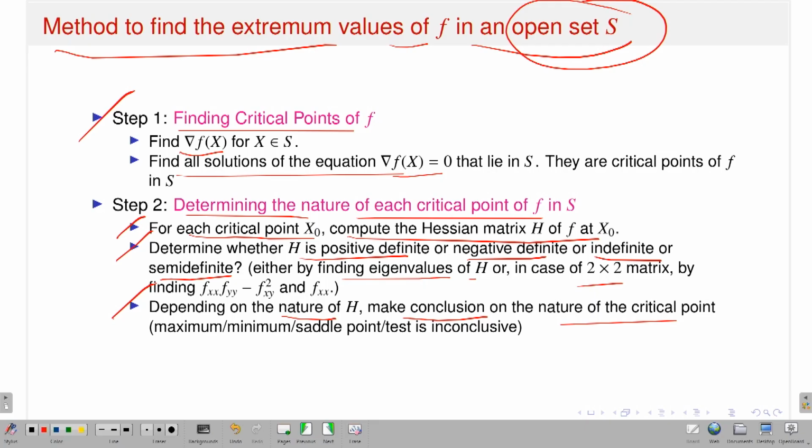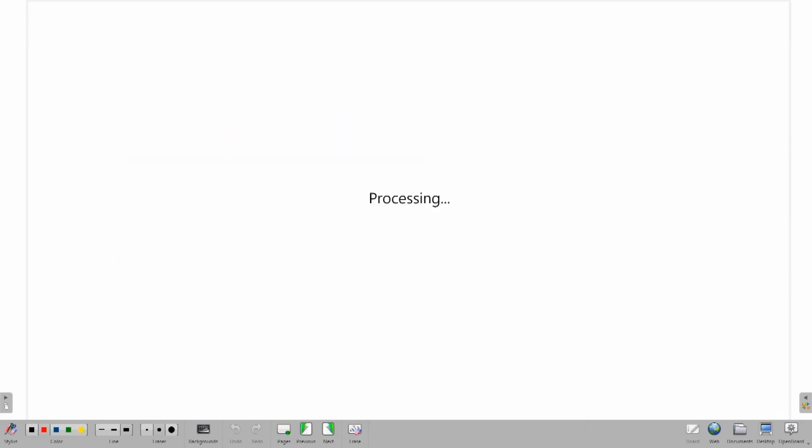So, if I give a problem, find the extremum values of these functions, what you have to do? First, you have to find the critical points, and at the critical points you calculate your Hessian matrix, and once you have the Hessian matrix, you find the nature of the Hessian matrix, and depending on the nature, you conclude what will be the conclusion for that critical point. Let me see some examples, then it will be more clear.